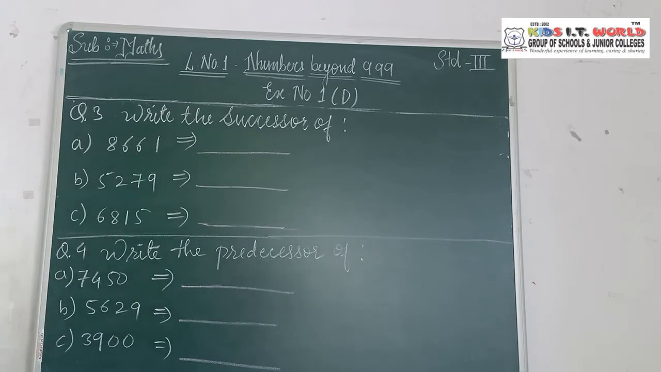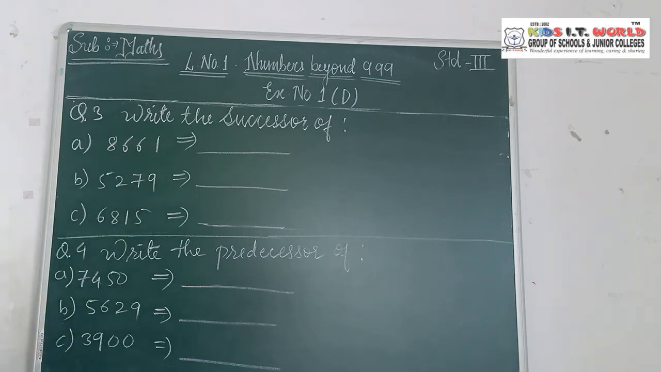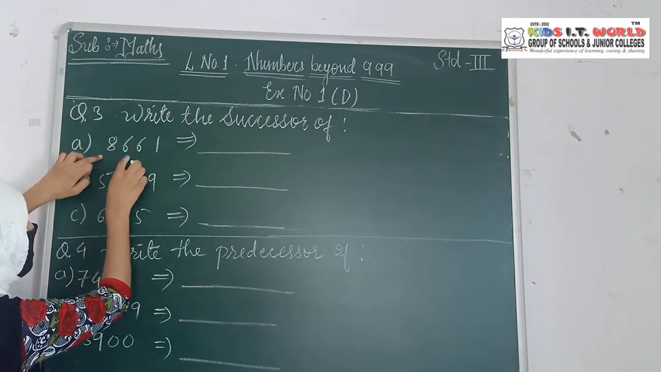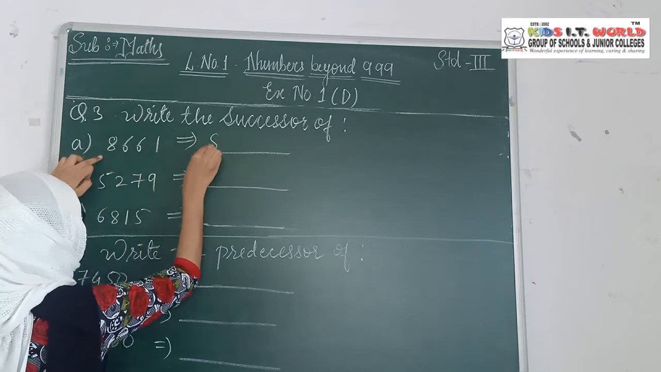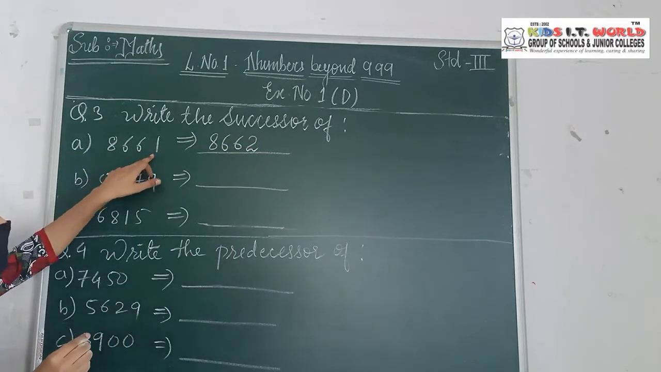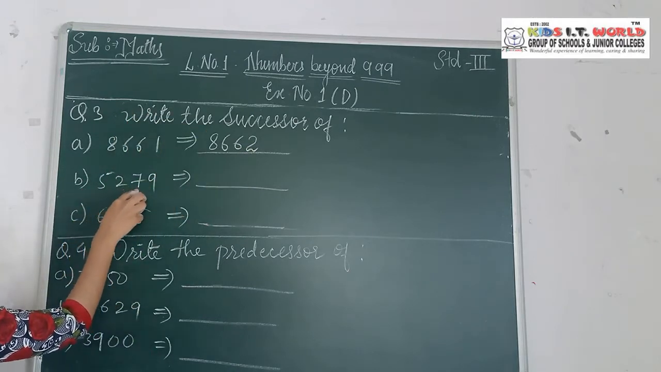Now I told you about the successor and predecessor. You have to write the successor of the given number now. So here the first bit is given to you, that is 8661. You have to write the successor of the numbers. Means you have to write the number coming after the given number. So what will be the successor of 8661? It will be 8662. After 1 what will come? 2. The next number 5279.